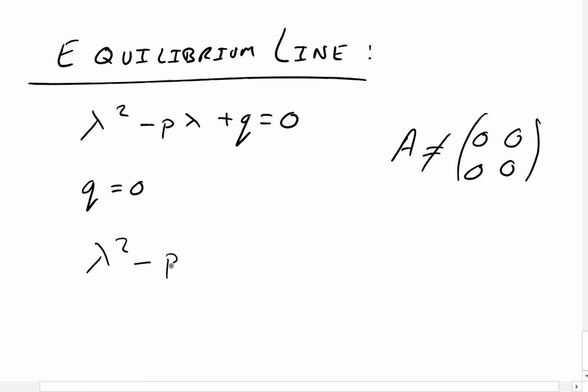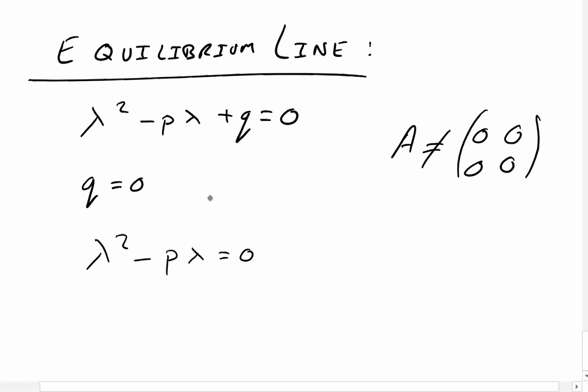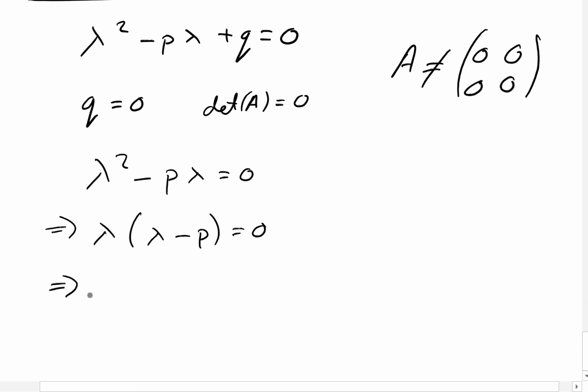We're just left with lambda squared minus p lambda equals 0. So in other words, this q term disappears. Remember, q is just the determinant of the matrix. So another way of saying this is that the determinant of the matrix A is equal to 0. We haven't got a q term, so that goes away. So when we factor this out, we get lambda times lambda minus p equals 0. So that implies that we get one eigenvalue being 0, and one eigenvalue being a positive number, being p, which of course is a plus d.